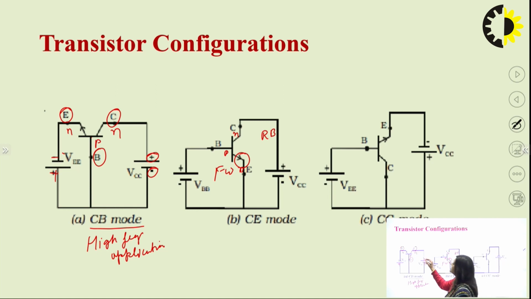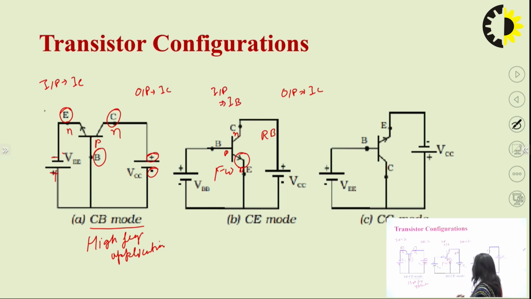Here output current is IC, and here input current is IE, and in this case output current is IC and input current is IB. And this is the common collector configuration that we will take in another lecture.